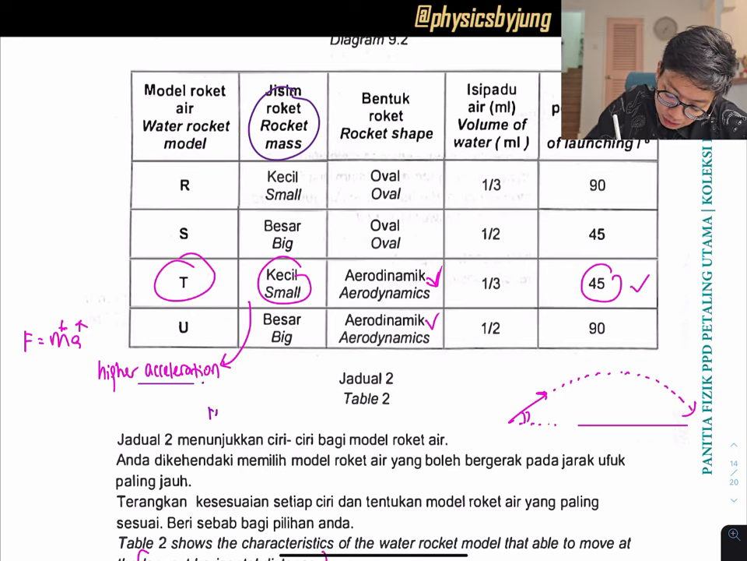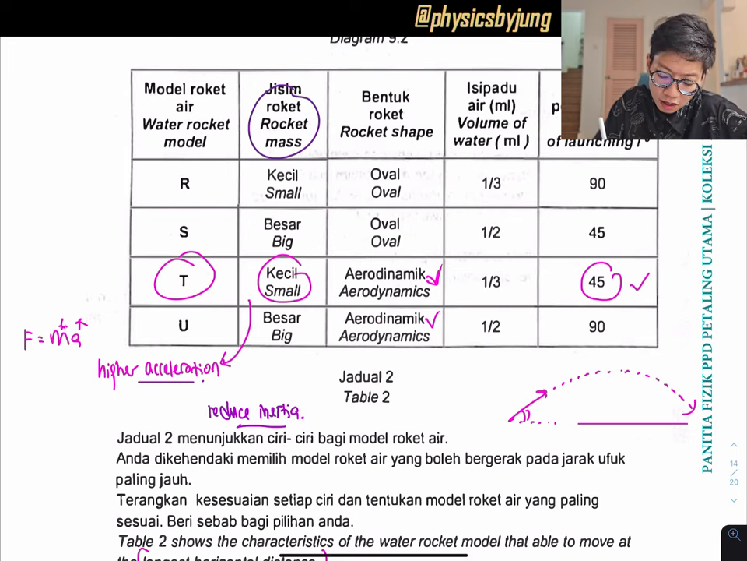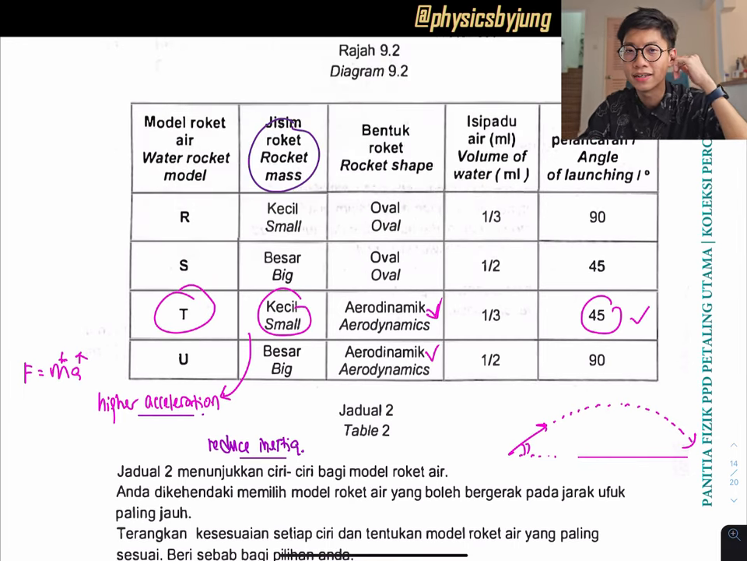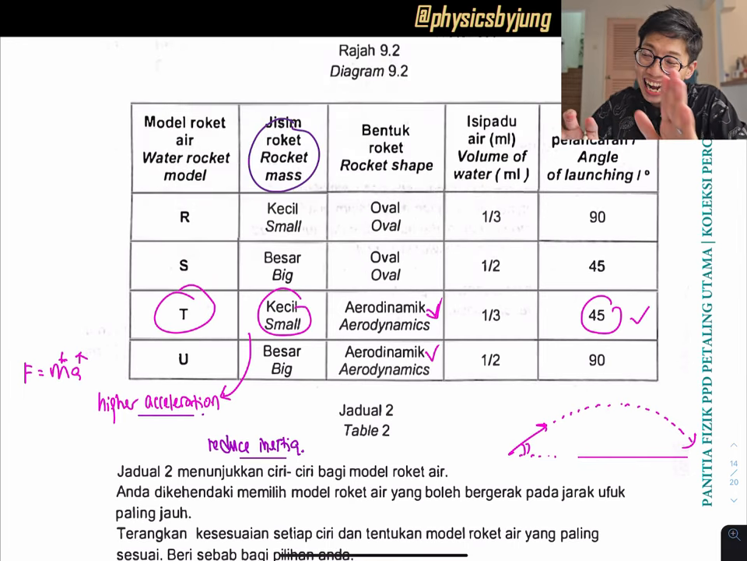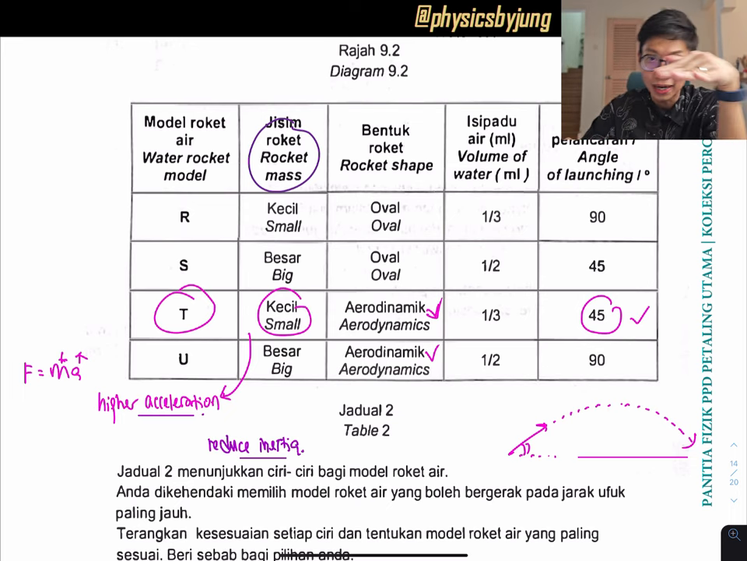Some of them even say, why? Because we can reduce the inertia of the object. That's also acceptable. High acceleration or reduce inertia. But to me, for a rocket, acceleration is more important than inertia. If it's a car, then I'll write inertia, because inertia of the car is important so that I can stop and change direction.